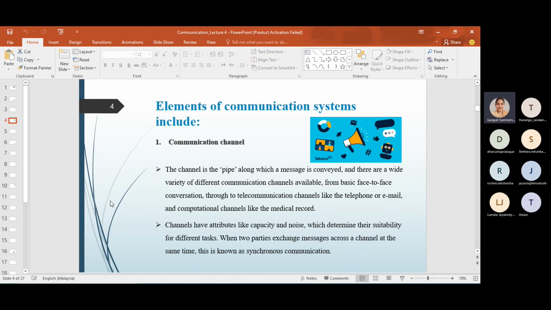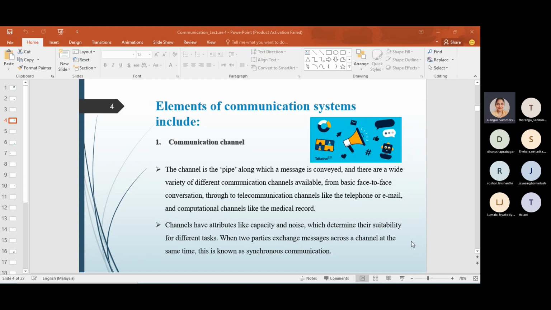So these different types of channels have different characteristics. Face-to-face conversations have certain characteristics. Telecommunication channels have some different characteristics. Computational channels have some different characteristics. So can you give me an example for these differences? What kind of differences can there be? Can someone tell me?